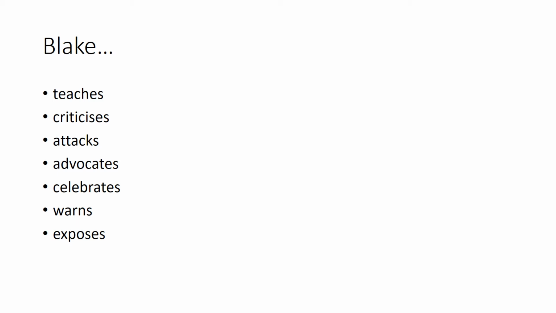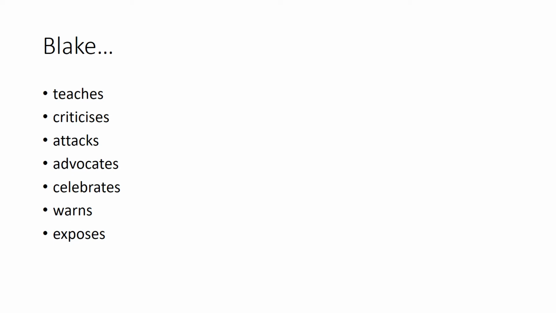But there's also these other verbs, so criticises. So is Blake criticising something? So he's saying something's bad in society. Is he attacking? So if he's attacking, he's focusing on one area, and he's really drawing attention to that and saying, right, this has got to stop. Or is he an advocate? So an advocate is somebody that's trying to bring out something new. So is he an advocate for, for example, equality? Is he an advocate for a change in society?